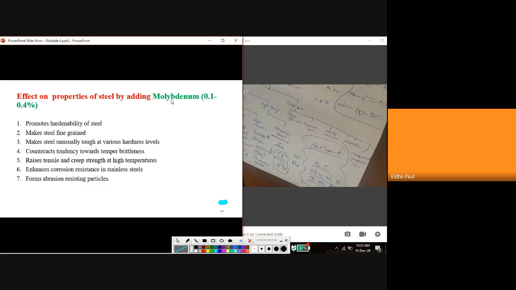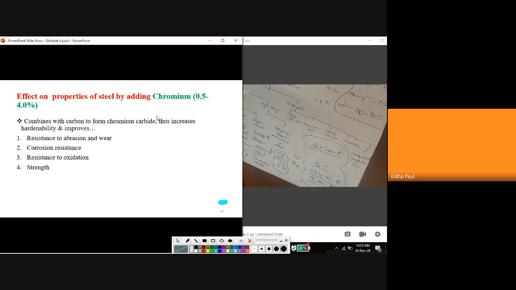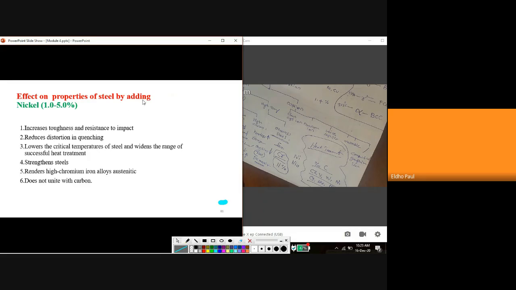For example, nickel. By the addition of nickel, we get different properties: it increases the toughness and the resistance to impact.